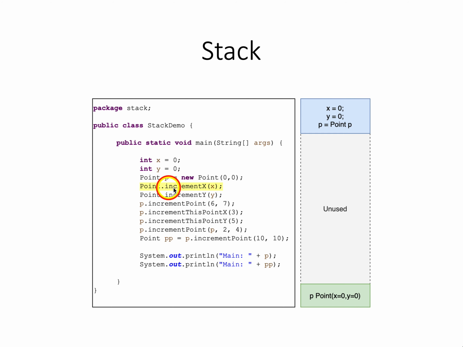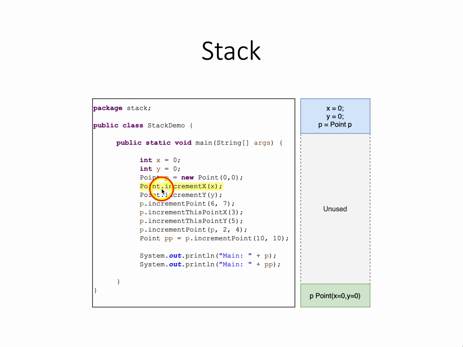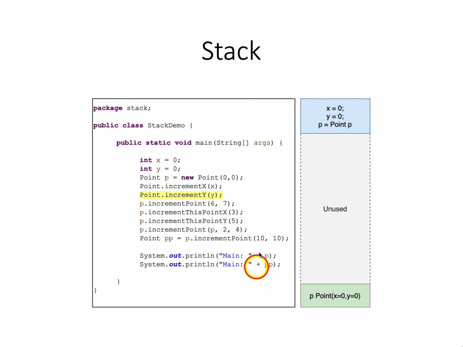And again, because it's a static method, we could just do Point dot incrementX. We don't have to refer from p dot from a point that was created. It's just Point dot incrementX. If we were to print it out right here, it would be 1, and we return it. We're not doing anything with that return value. But if we were to try to print out x right here, it would print out 0, would not print out 1. It's a different x. It's not the same x.